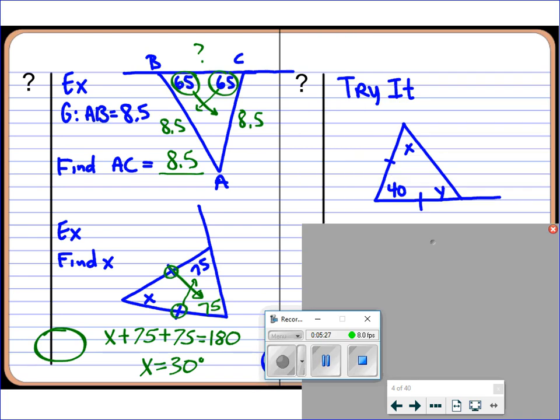All right, here you go. Here's an example. I want you to try it. And so, again, I encourage you to circle those two congruent pieces and point to the angles to make sure that you know which ones are supposed to be congruent, and then do everything you can to figure out what x and y is.